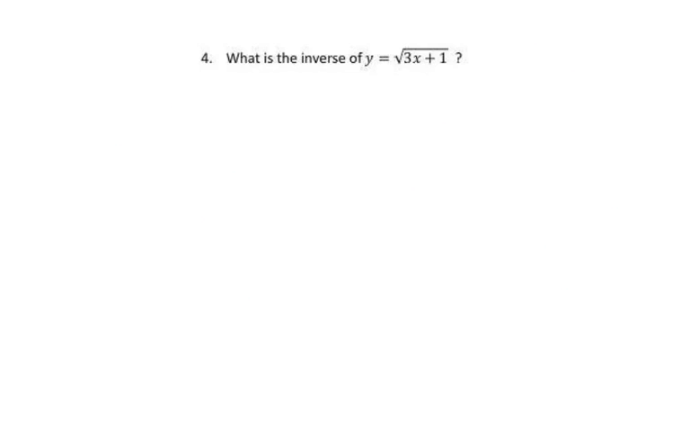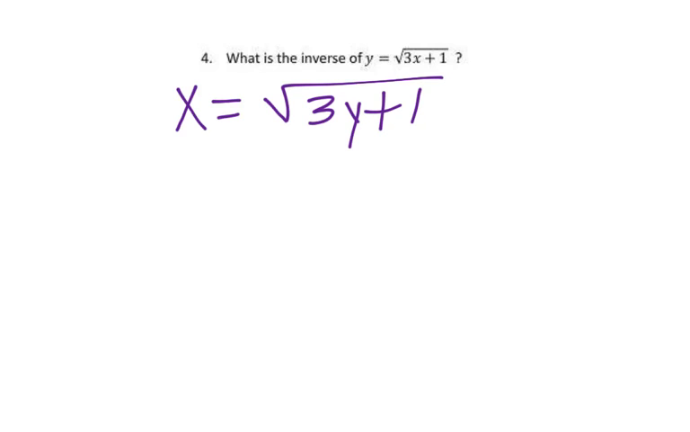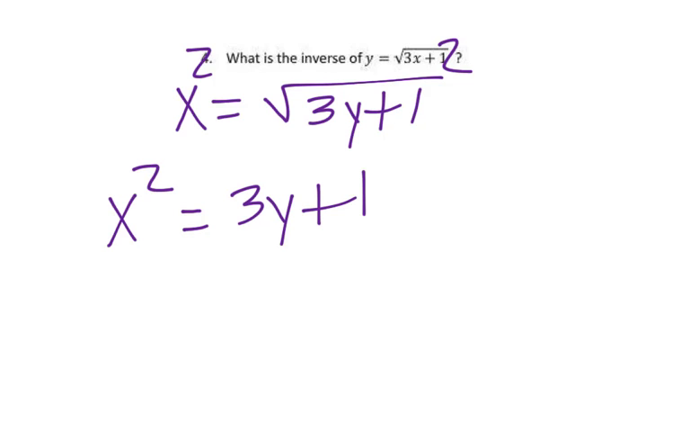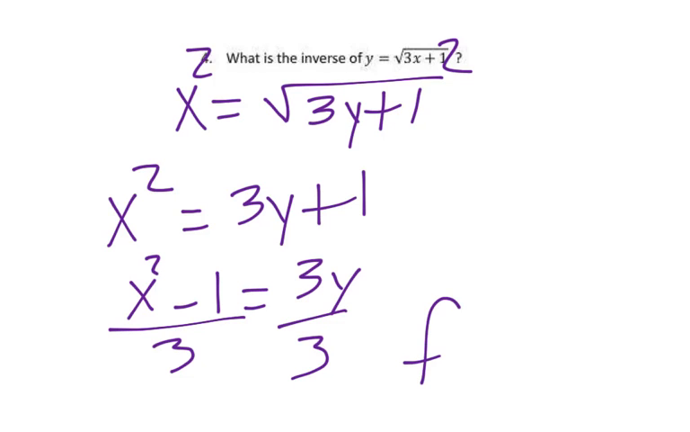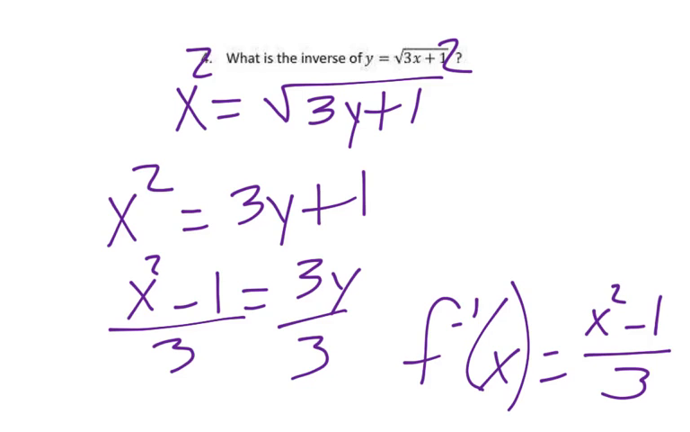Inverse. Remember, for inverse, you start by swapping the x and y. So x is equal to the square root of 3y plus 1. We need to solve this for y, so let's square both sides to get rid of that square root symbol. So x squared is equal to 3y plus 1. So now we're going to say x squared minus 1 is equal to 3y. And then we're going to divide both sides by 3. So f inverse of x, because that's inverse, is x squared minus 1 all over 3.